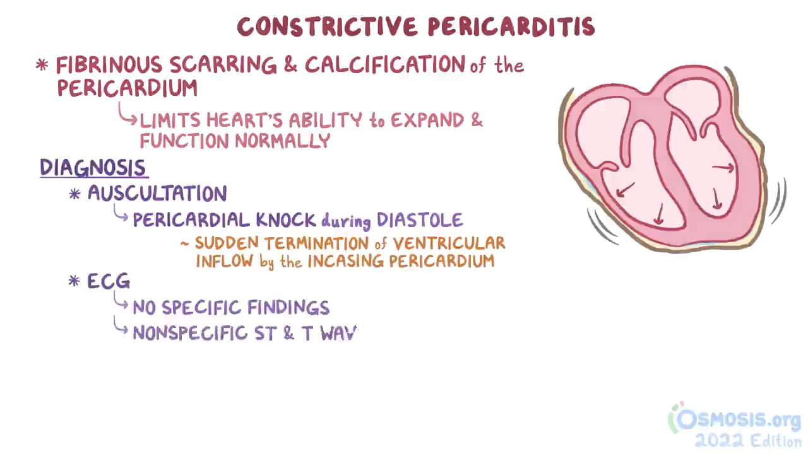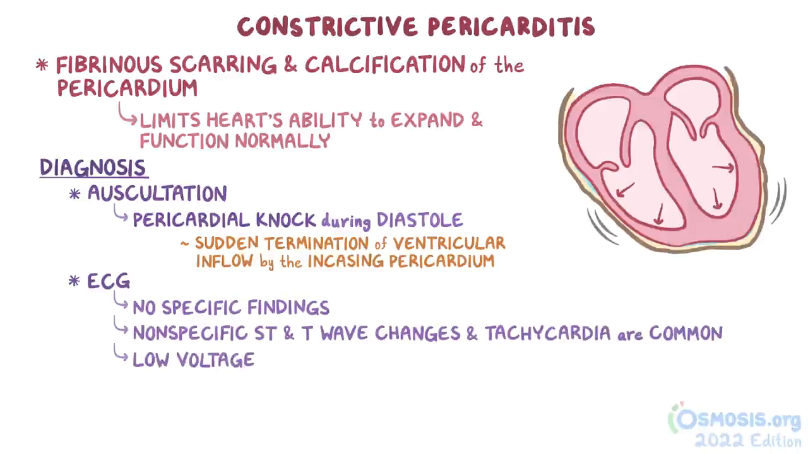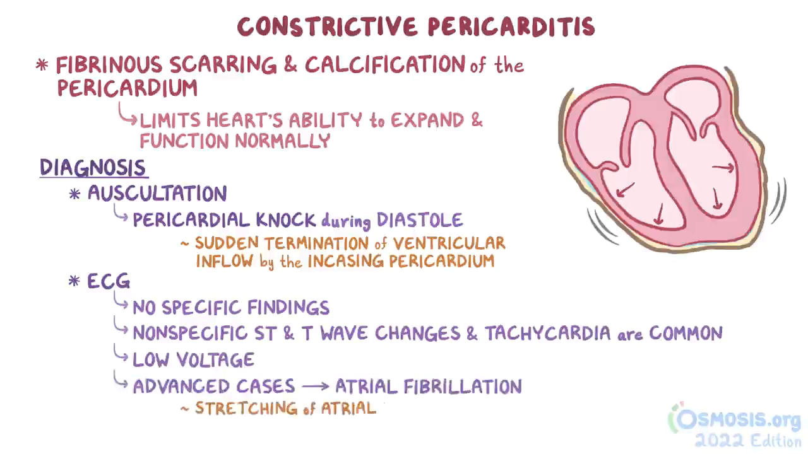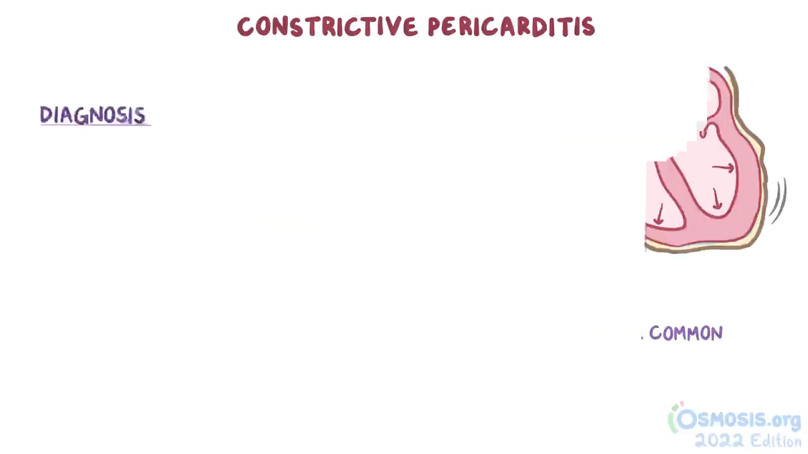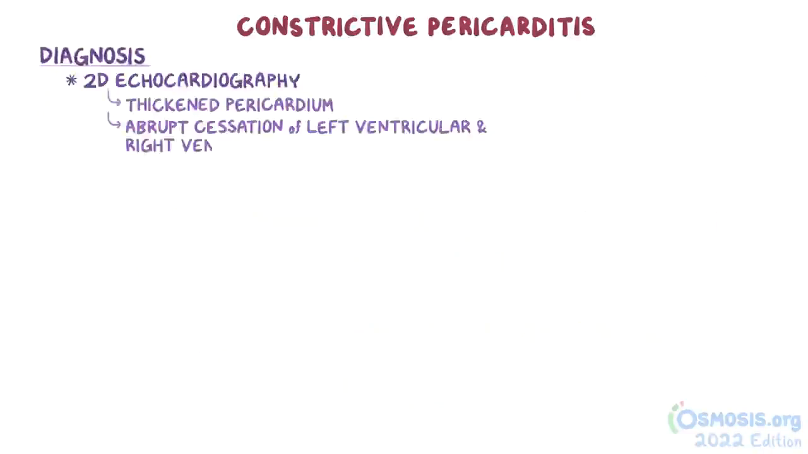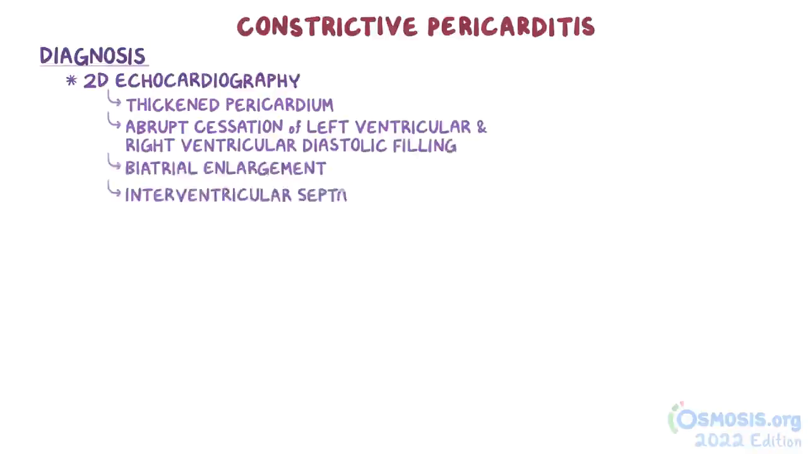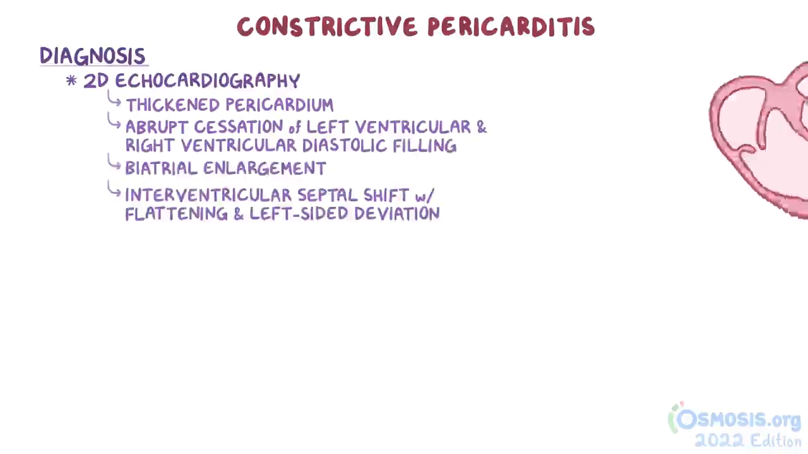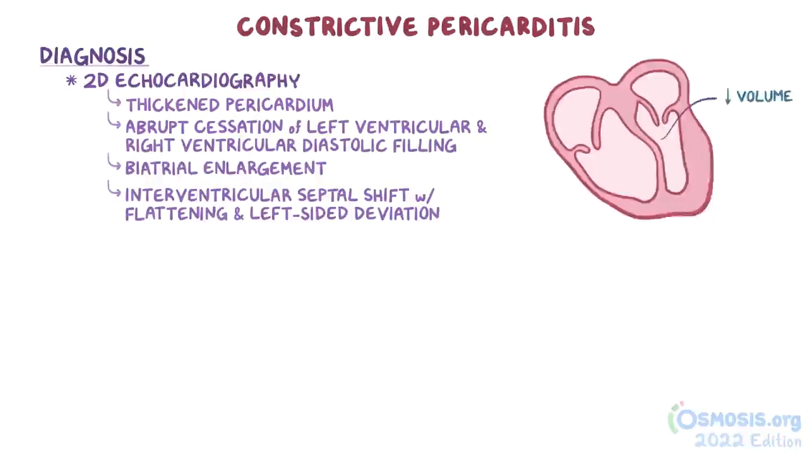Nonspecific ST and T wave changes and tachycardia are common, and low voltage may also sometimes be present. Advanced cases may also develop atrial fibrillation due to stretching of the atrial walls due to increased atrial pressures. Two-dimensional echocardiography may also show a thickened pericardium, abrupt cessation of left ventricular and right ventricular diastolic filling, biatrial enlargement, and an interventricular septal shift with flattening and left-sided deviation of the interventricular septum. That, in turn, causes a decreased volume in the left ventricle.